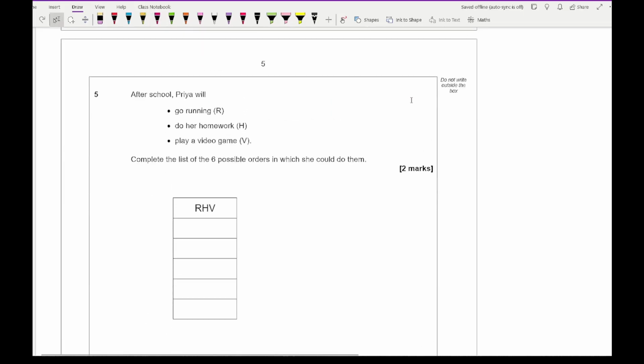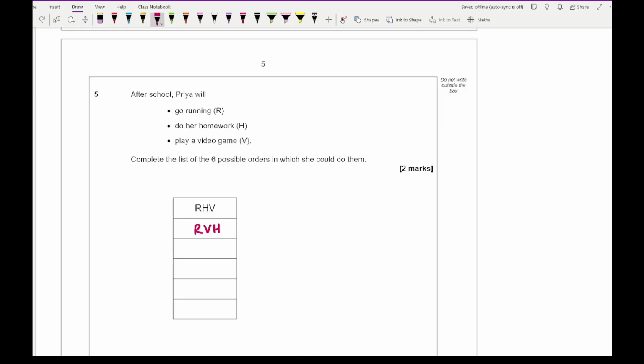Then moving on to question 5, it says at school Priya will go running, do her homework or play a video game. Complete a list of the 6 possible orders in which she could do them. So let's go for this. So starting with R, we can then have R, V, H.